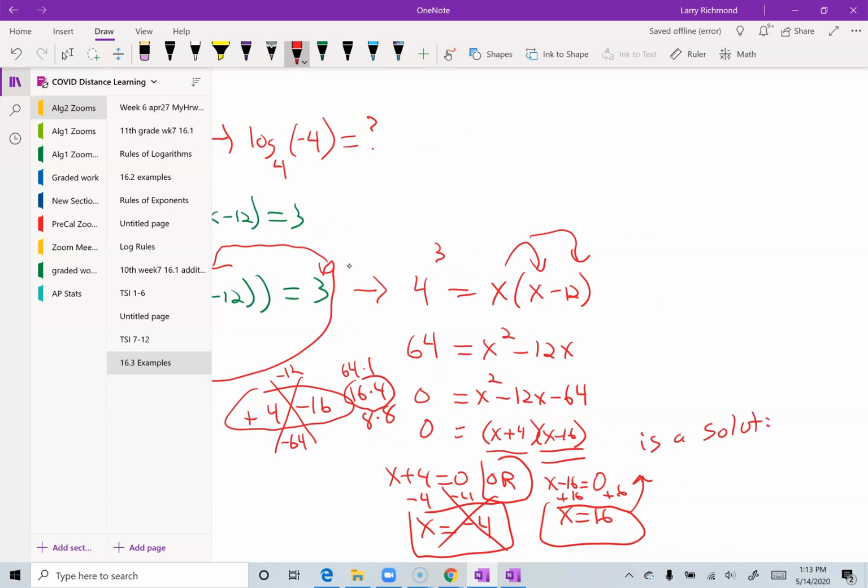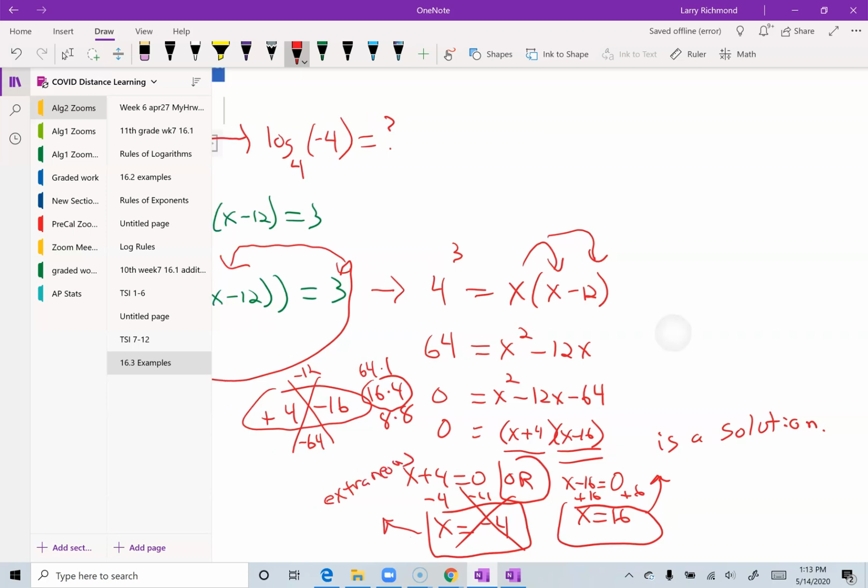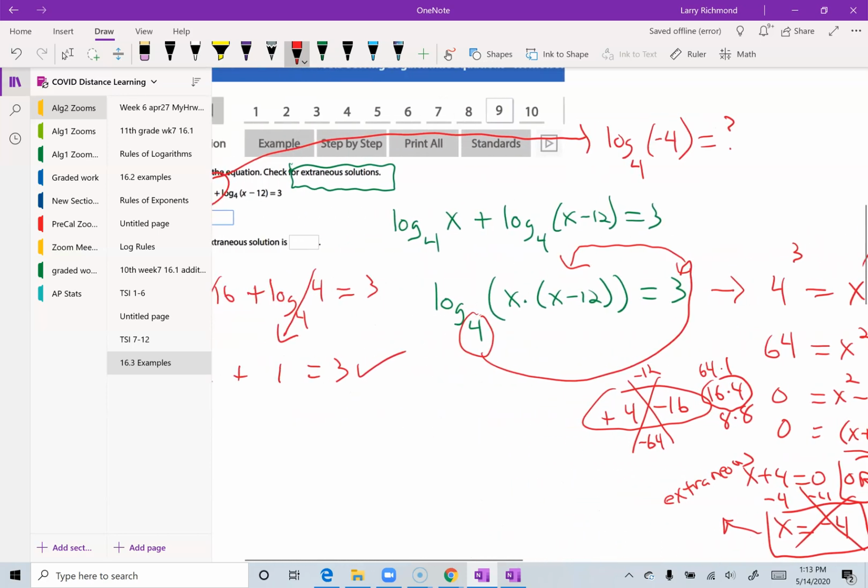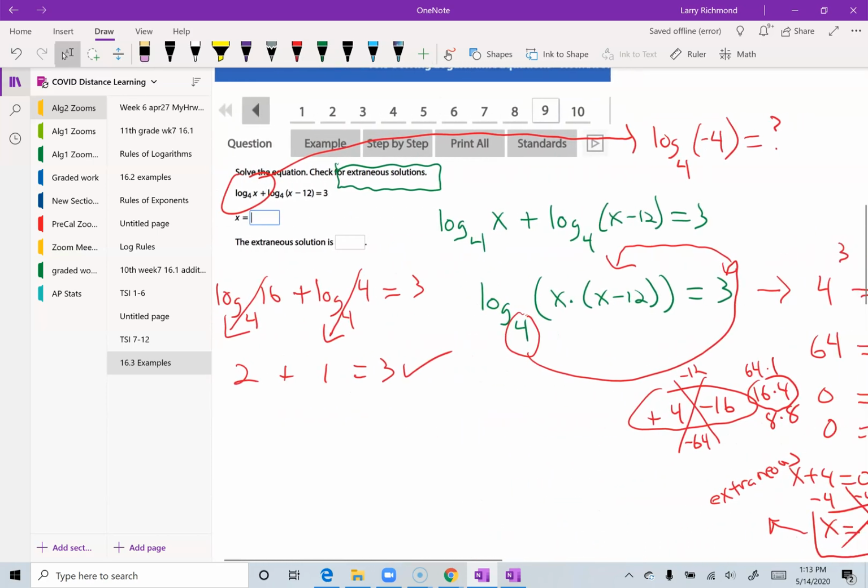I will write the solution. x equals negative 4, this one's extraneous. It worked in the modified equation, but not in the original one, and that will often happen with our special equations. All right.